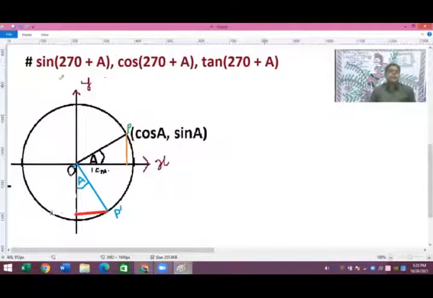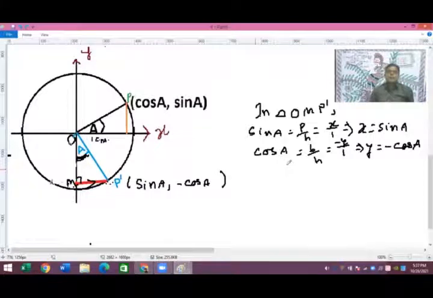Similarly, let's see about sine, cosine and tan of 270 degrees plus a. Up to 270 degrees we are up to the third quadrant. Now 270 degrees plus a means we have advanced to the fourth quadrant over here. About here we drop the perpendicular on the y-axis, so this is 90 degrees over here, and now we are interested to find the coordinate of P dashed.